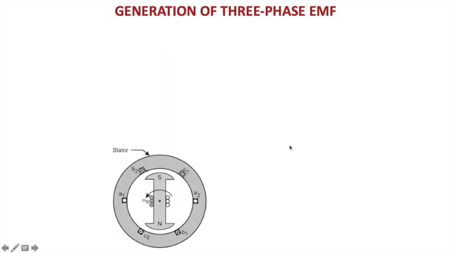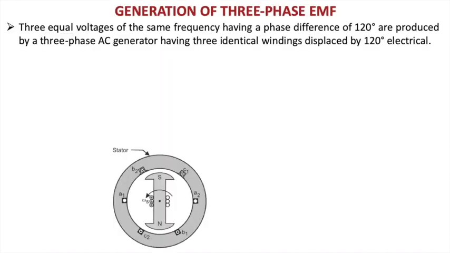Generation of three-phase EMF in the alternator. Three equal voltages, that is equal in magnitude and of the same frequency, having a phase difference of 120 degrees, are produced by having three identical windings displaced by 120 degrees electrical in the stator of the synchronous generator.